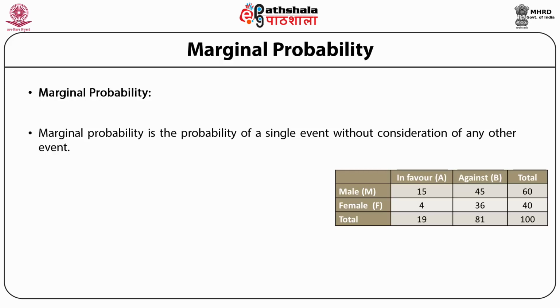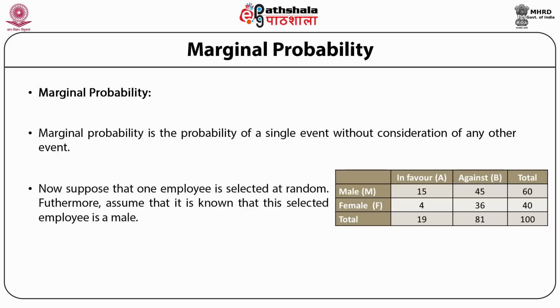Probability of male is 0.60, that is 60 divided by 100. Probability of B, that is against. Probability of A is in favor, probability of B is against, that is 81 upon 100, because 81 is the column total, and similarly probability of male and probability of female.